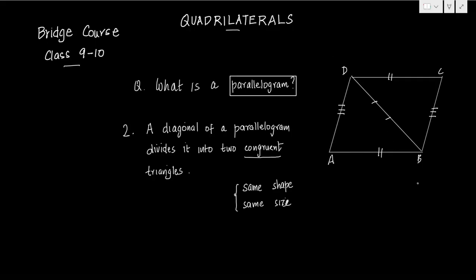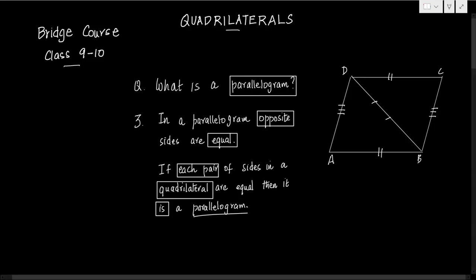If you draw it on a piece of paper and you cut it like this, you fold it, they will sit exactly on top of each other. That is what is meant by congruent. Okay, this is condition number 2. Now, let us go to condition number 3.